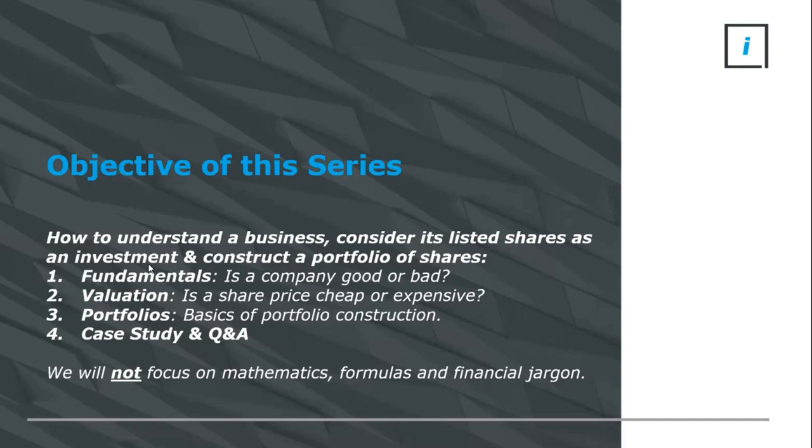Once we've found the business that is good, how much should we pay for its shares? How much should we pay for that business or company? That's valuation. That's what we're going to be focusing on this evening. And the final one that's still coming up is, once we found companies we like and we're comfortable with valuations, how should we think about holding multiple of them, i.e. constructing a portfolio? We will then have a follow-up case study unpacking some of this with Q&A that Simon touched on.